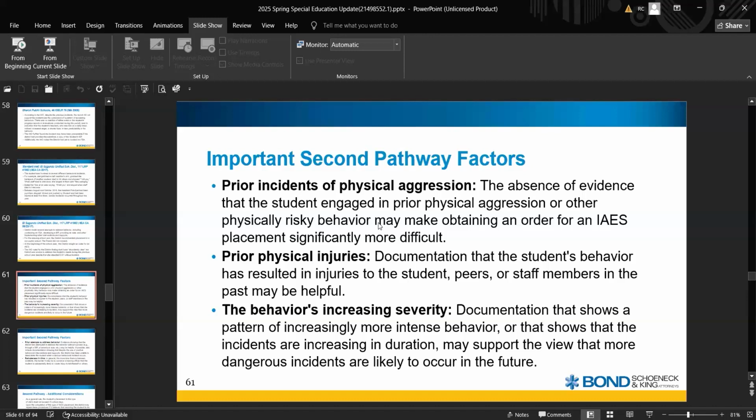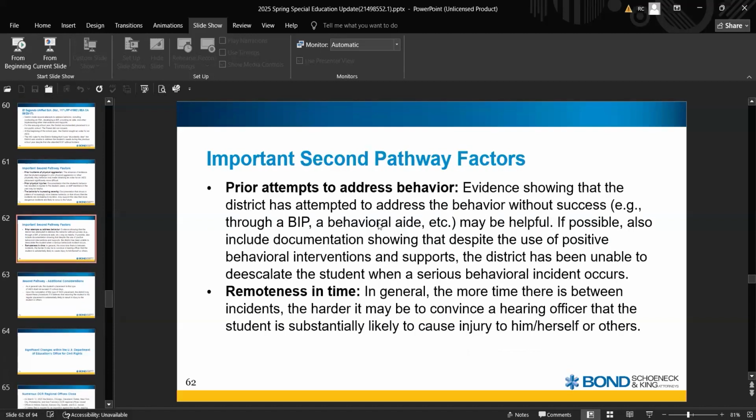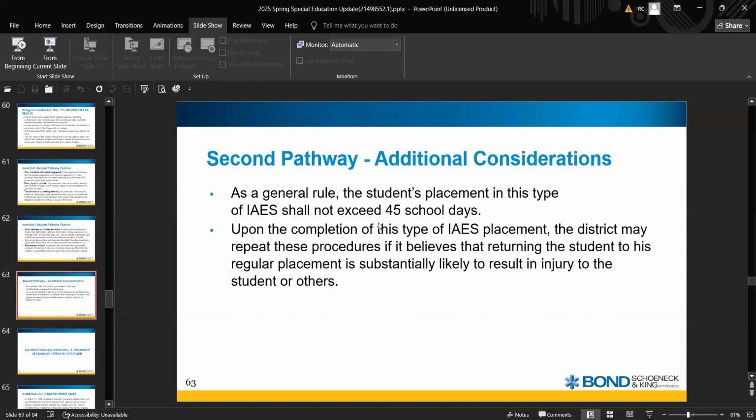So evidence of behavior's increasing severity also will matter. If you're seeing an escalating pattern, make sure you're documenting. Documents that show increasingly more intense behavior, or that show incidents are increasing in duration, may also support that the student staying in school is likely to result in injury. Prior attempts to address behavior, as I mentioned, these are the things that you'll need to convince a hearing officer of. And remoteness in time is a factor, which I've already mentioned. The longer you go between incidents, the harder it is to convince a hearing officer that a student with a disability needs to be removed from placement due to dangerousness.